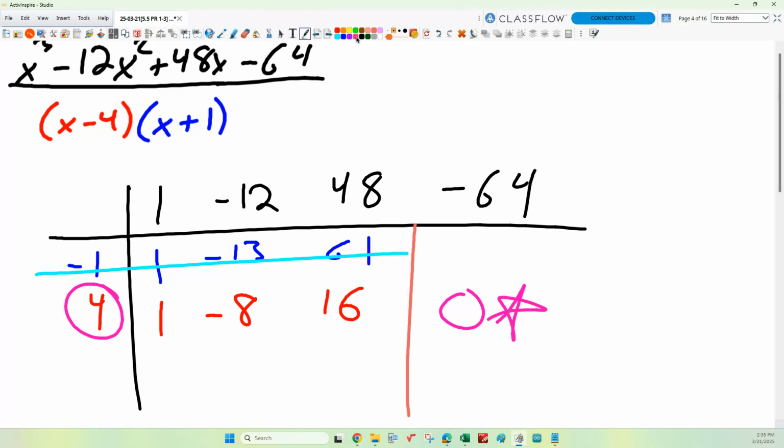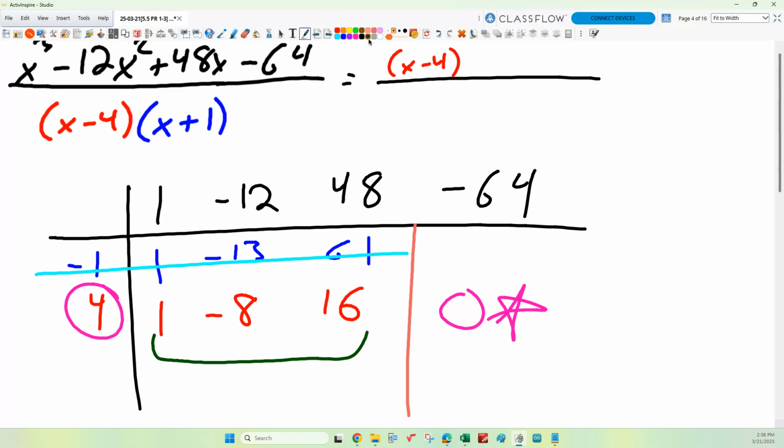We know that x minus 4 is a factor. What's the other factor? So when I want to write the top, what else goes there? It's this stuff, right? That's the other factor. We're going to get x squared minus 8x plus 16. Everybody see that? Okay. And then on the bottom, we have x minus 4 times x plus 1. And look, we can algebraically cancel those.